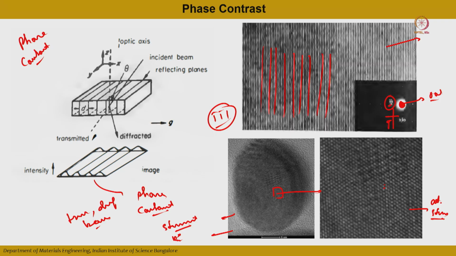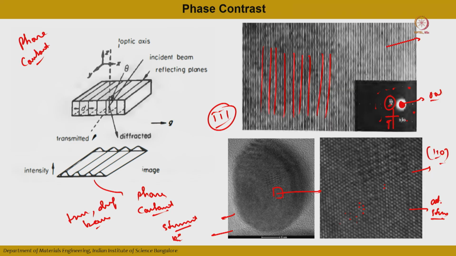And if you are taking this phase contrast image in a zone axis, where you are getting uniform intensities of the diffracted spots, then the intensities of all these spots will have a resultant on these bright regions. This means that this particular crystal is in the zone axis, and this is nothing but the atomic structure along that particular 110 direction.